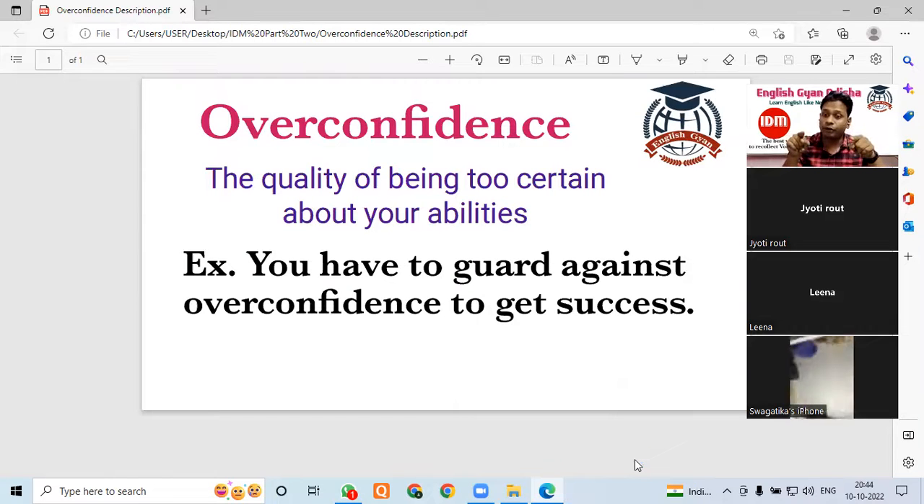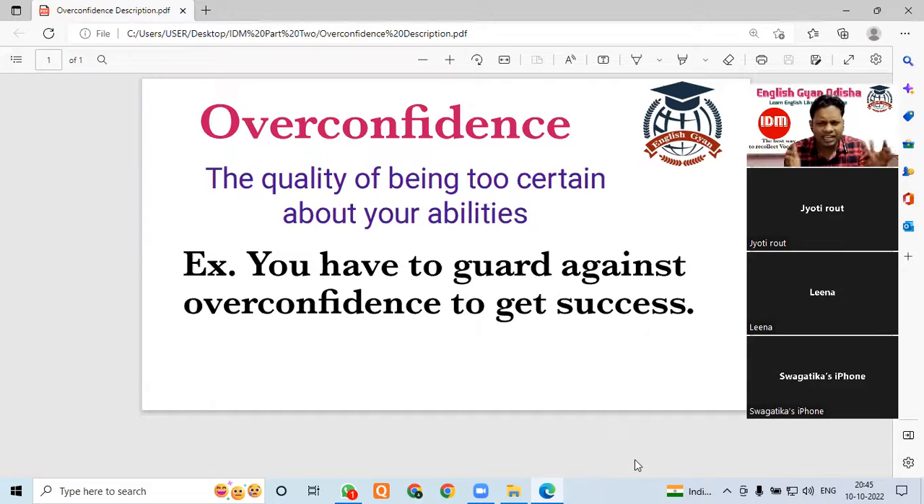I already informed you, "too" is a very negative word. Whenever you say "too", it is negative. It is too spicy, that means I cannot take it. It's too hot. The tea is too hot. What do you mean by too? Too means it is quite in excess, something very excess. Here, the quality of being too certain about your ability. You should be certain, but too certain is very bad.